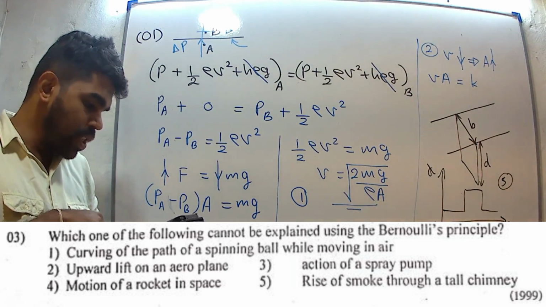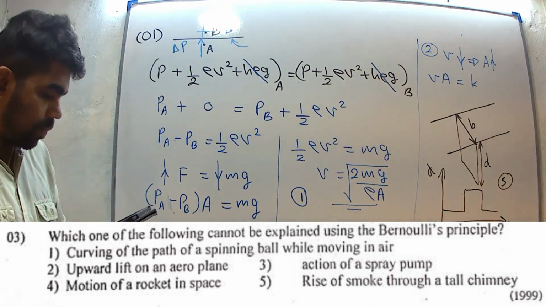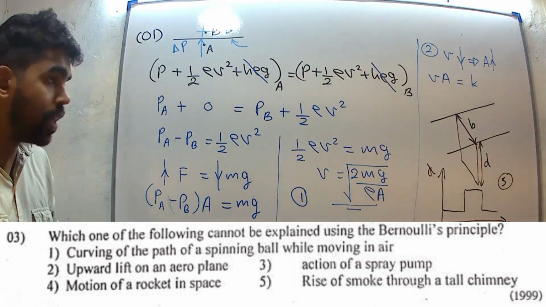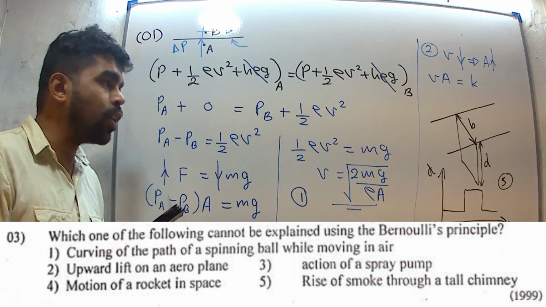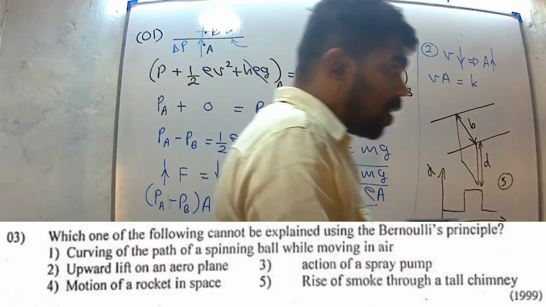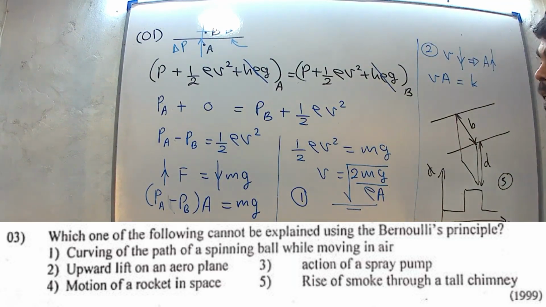Fourth one, motion of a rocket in space. No, it can't be explained by using Bernoulli's principle, because we know that it is moving according to Newton's third law.